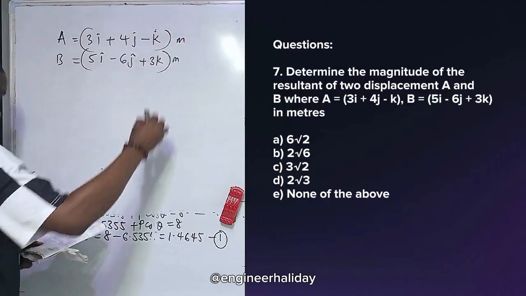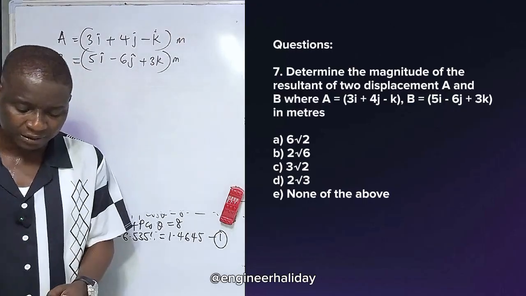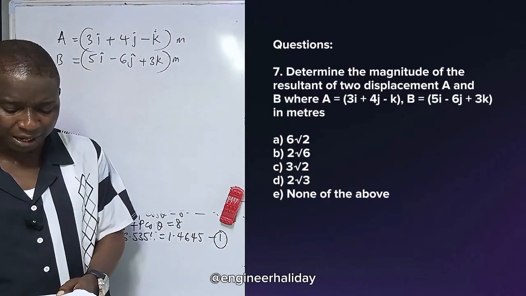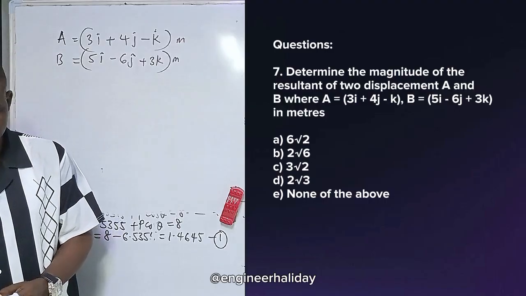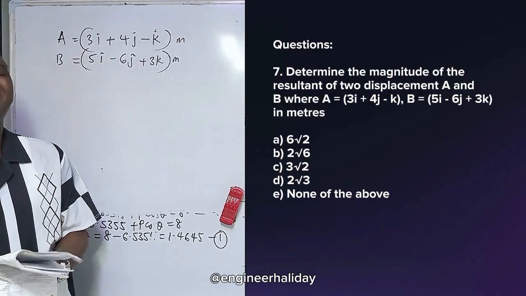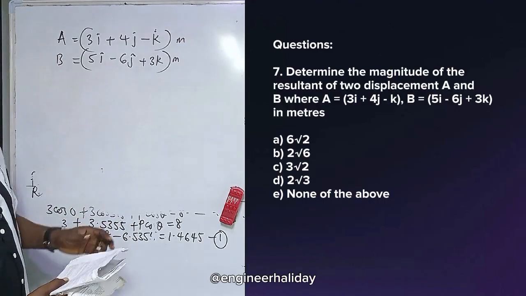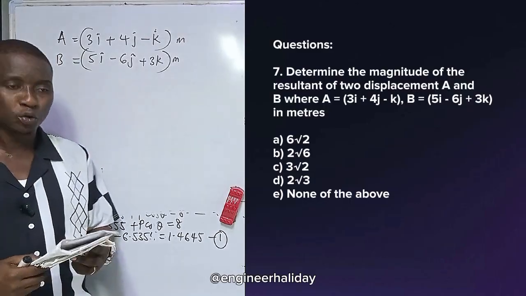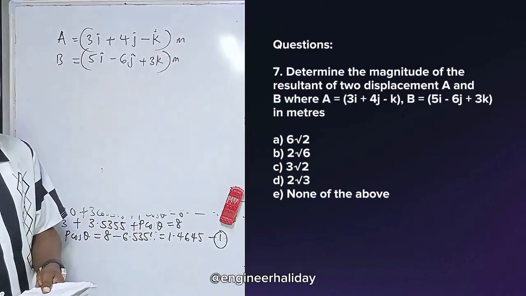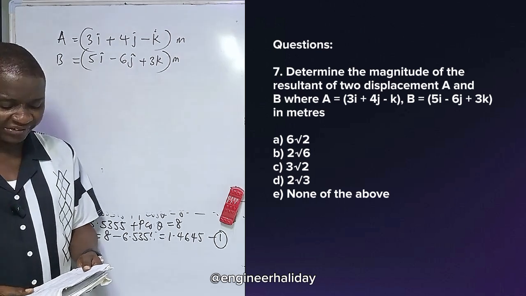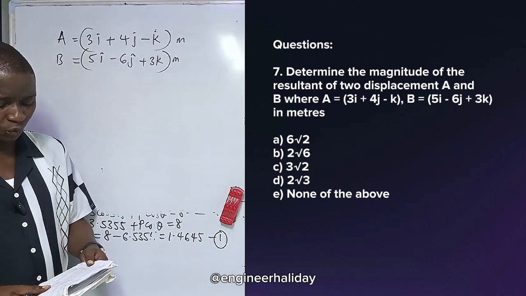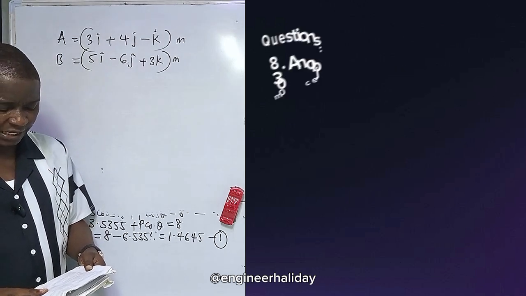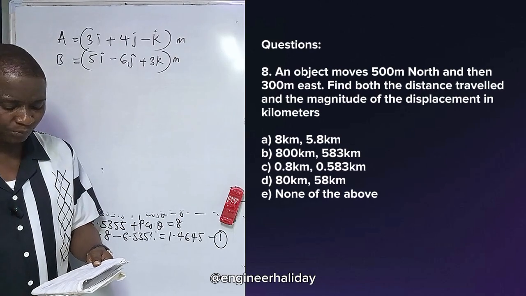Now this is your question: determine the magnitude of the resultant of the two of them, A and B. And please add direction to it. Find the direction for me also, because this is a three-dimensional vector. So I want you to solve for the direction and send your answer to the comment section. Let us look at number 8. It says an object moves what?